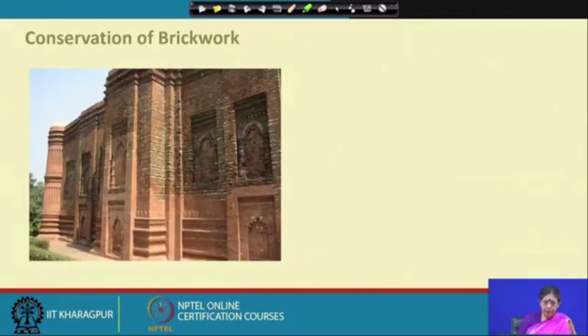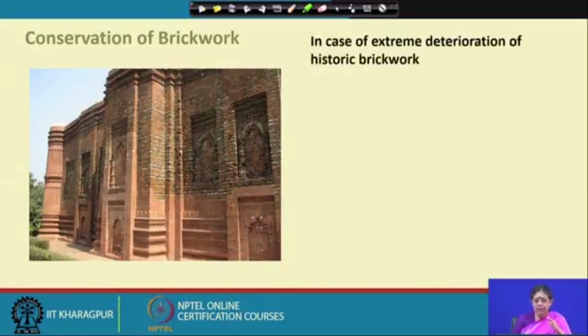Now, when we talk about the brickwork, this is from North Bengal, Malda and Gour. There are a lot of historical structures there, and there were old ceramic tiles and colors. As you can see, some of the bricks are original and some have been replaced, and some have been cleaned. When do we replace them? In case of extreme deterioration of the historic brickwork, it can be replaced.